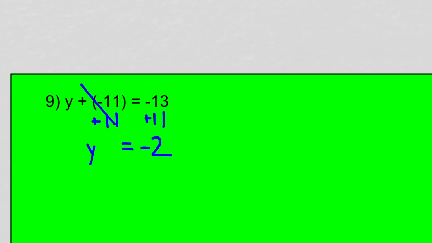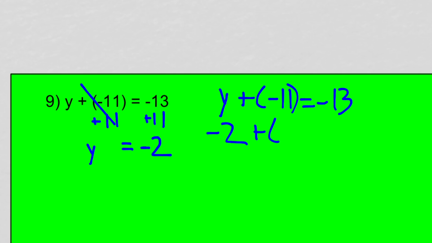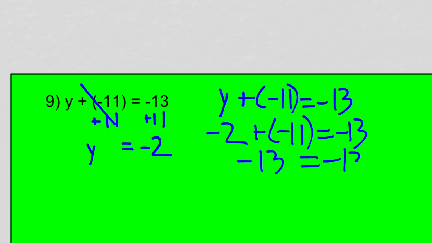To check it, y plus negative 11 equals negative 13. Replace the y with negative 2 plus negative 11 equals negative 13. And is that statement true? Absolutely. 13 negatives equals 13 negatives. Okay, last two.